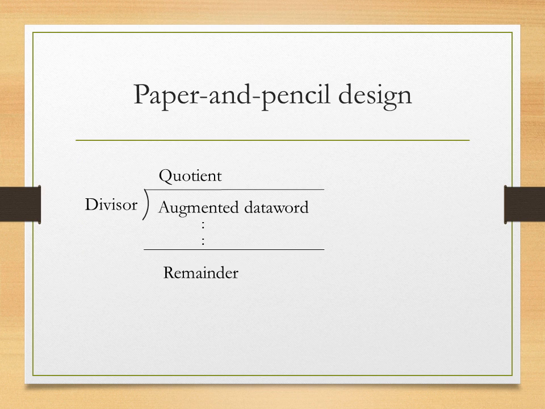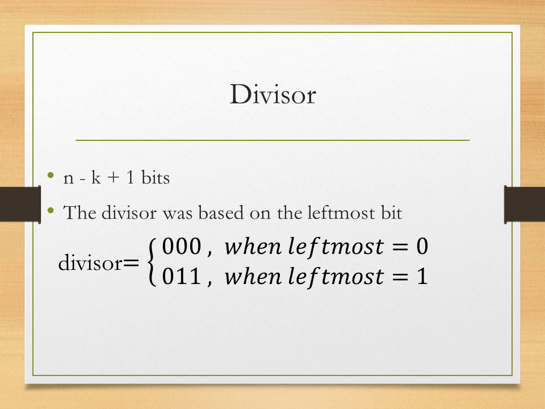Let's look at the picture. Paper and pencil design included augmented data word, divisor, and remainder. Divisor has n-k plus 1 bits. Here n means the length of code word, and k means the length of data word.